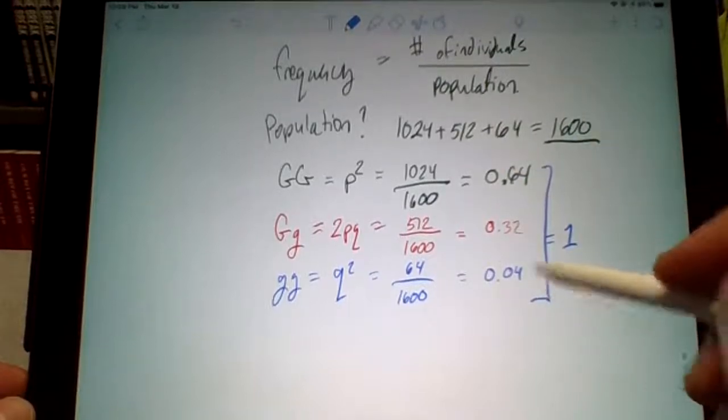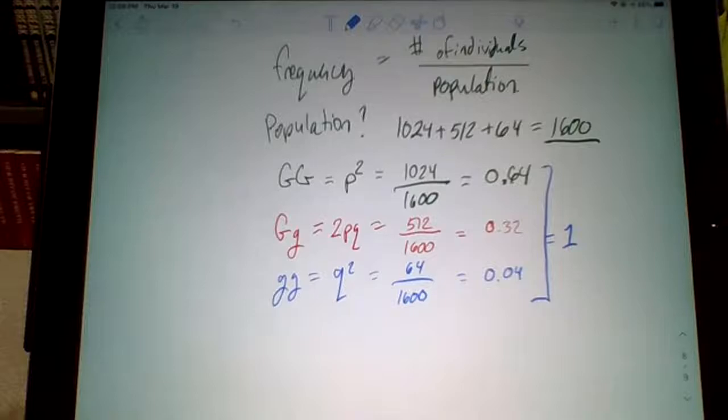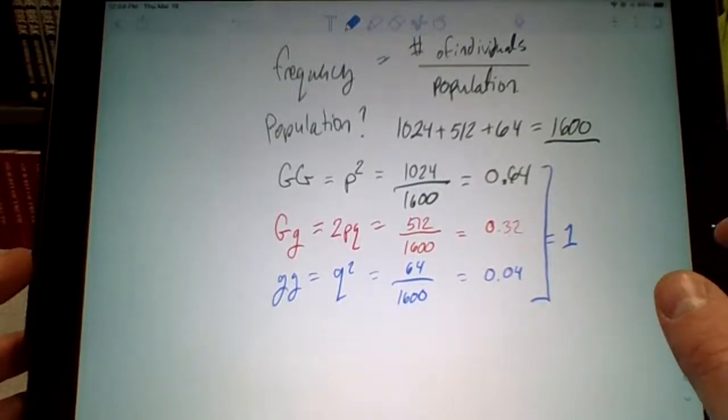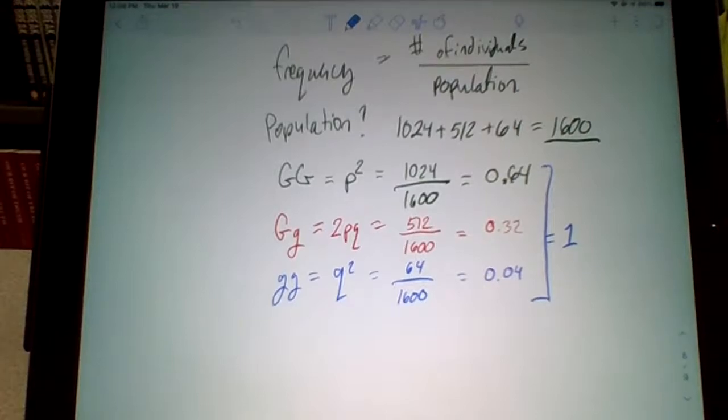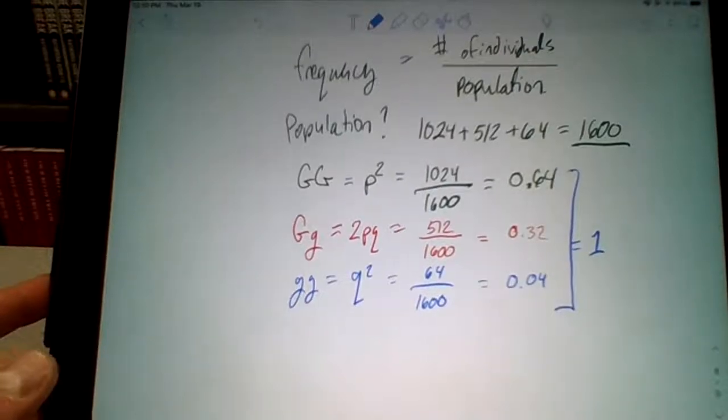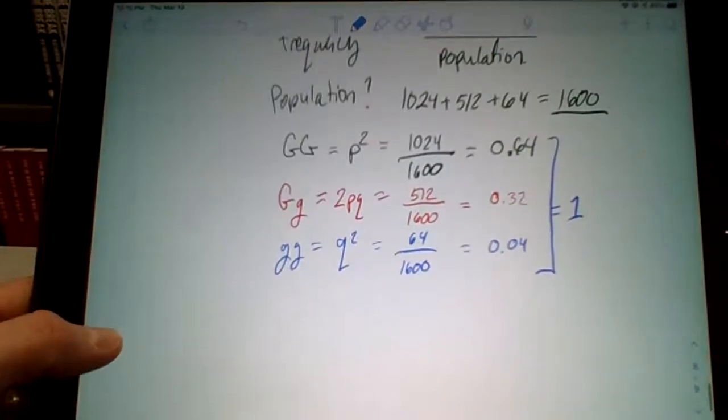Okay, so that's how we find the frequency when given the genotype. Somehow, through some sort of biological voodoo, they were able to measure the genotypes of all their individuals, and they got these frequencies that way. It's not typical. Typically we can only measure the homozygous recessive individuals. But that's what we were able to do.